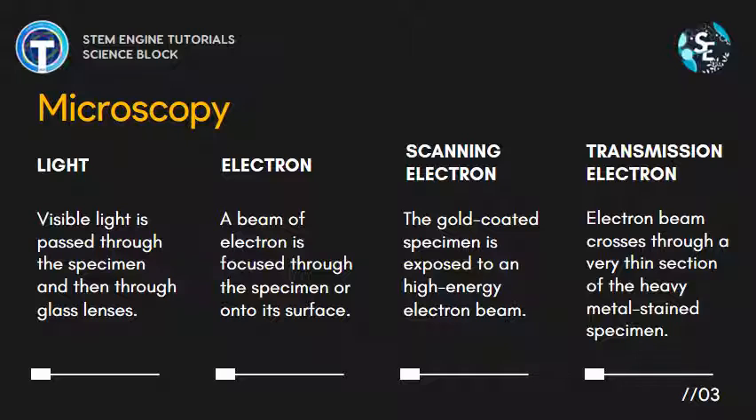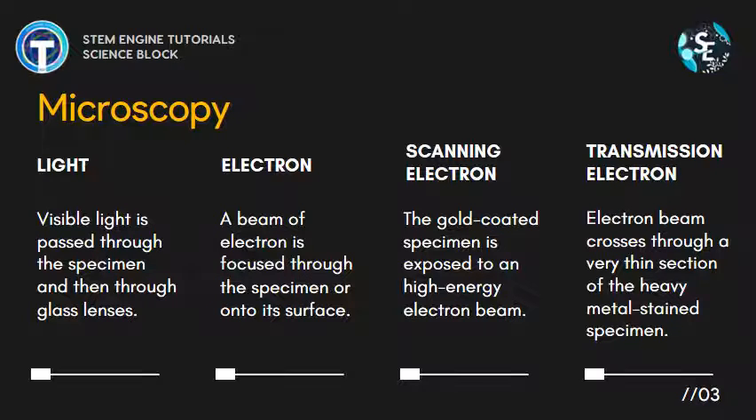And lastly, we have transmission electron microscopy, wherein we will use an electron beam that will cross through a very thin section of the heavy metal stained specimen. So kung sa scanning electron microscopy, we will coat your specimen with gold. In transmission electron microscopy, we will coat our specimen or we will stain our specimen with heavy metals such as lead and other heavy metals. So, ano bang pinagkaiba-iba nila?